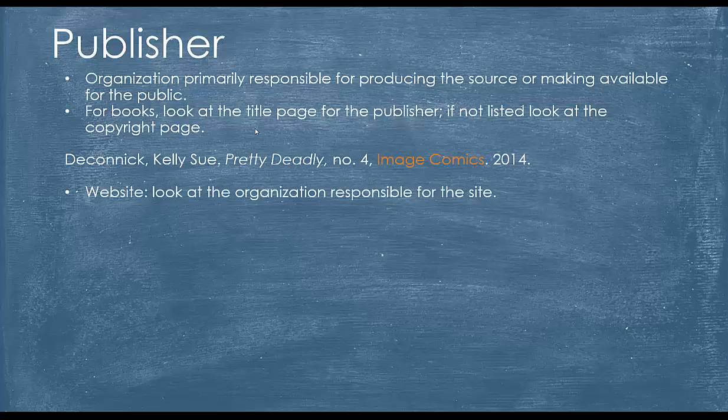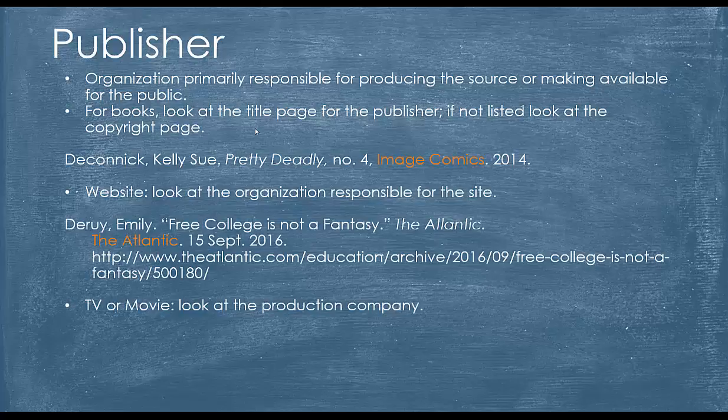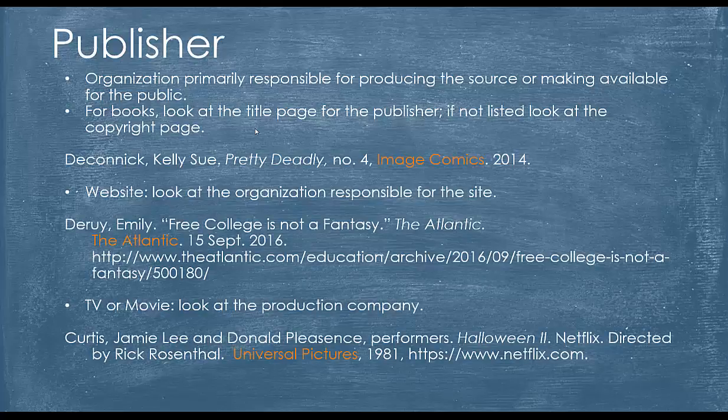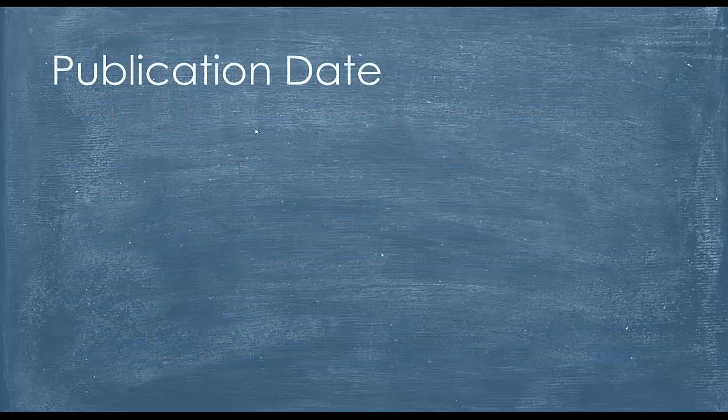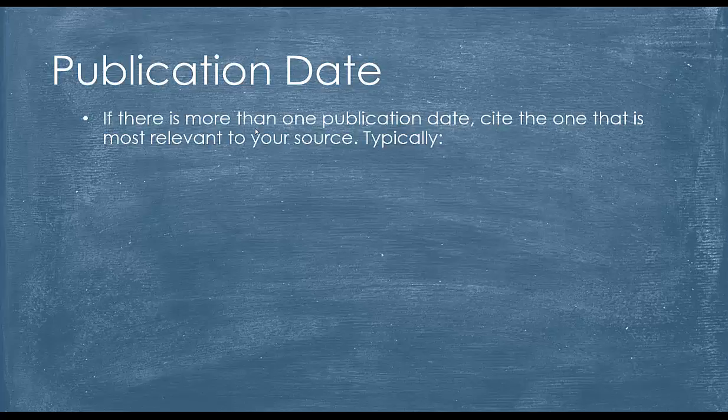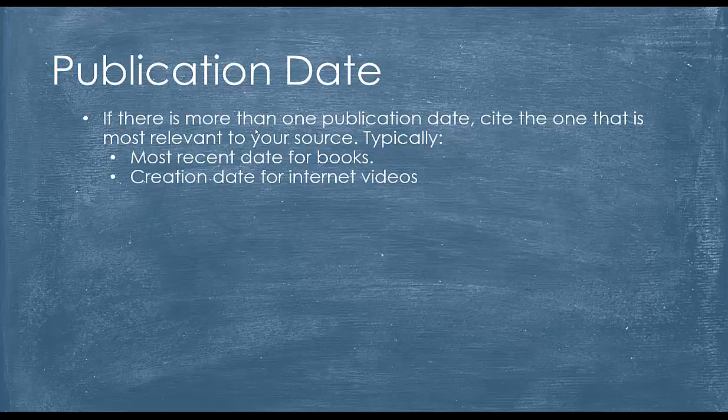For websites, look at the organization responsible for the site. For TV or movies, look at the production company. Almost there. Now we include the publication date. For some sources, this will be the end of your citation. If there's more than one publication date, cite the one that is most relevant to your source. So typically, it would be the most recent date for books, and for internet videos, it'll be their creation date.